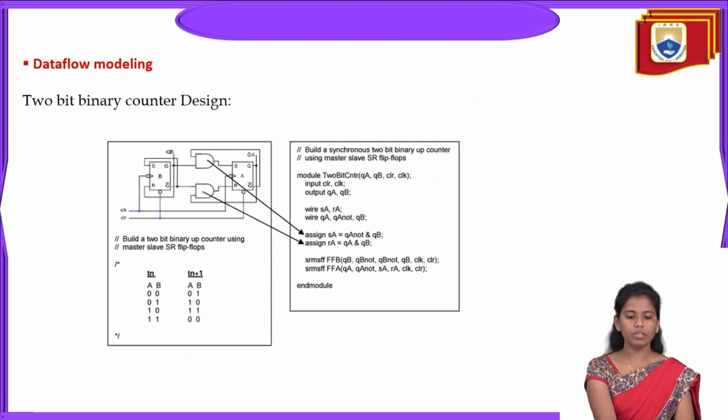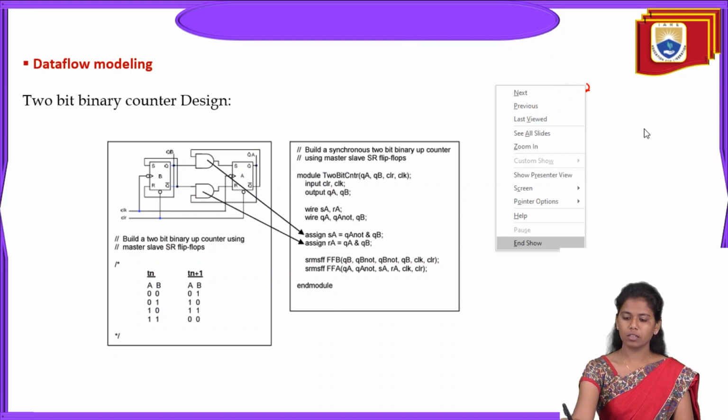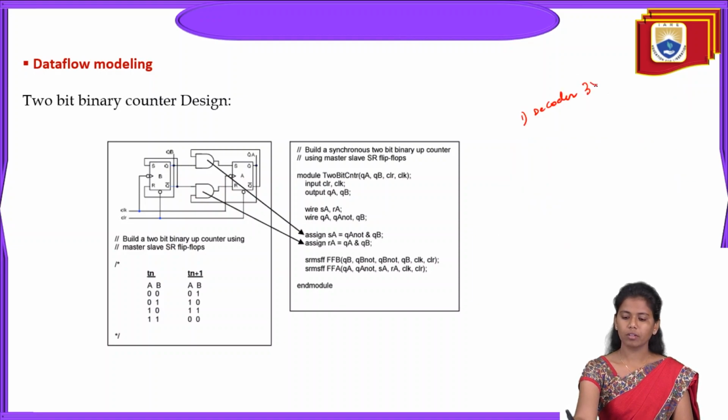Next, in data flow modeling, we see a 2-bit binary counter. One more example: the first example we discussed was the 3-to-8 decoder, the second example is the 2-by-1 multiplexer, and the third example is counters. Third example, we are discussing the counters.